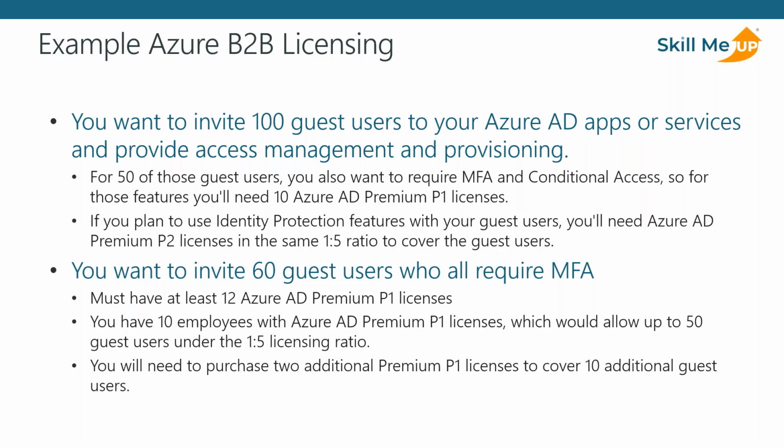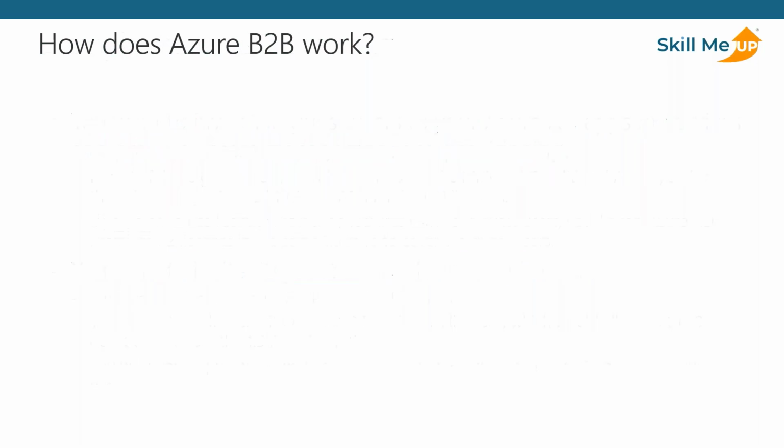So when you're looking at B2B licensing for external sharing capabilities, it does come down to the licensing that you have. And it's critical to go through and look at the licensing you've got to determine where you have the right licensing and then the 1:5 ratio that you can utilize.